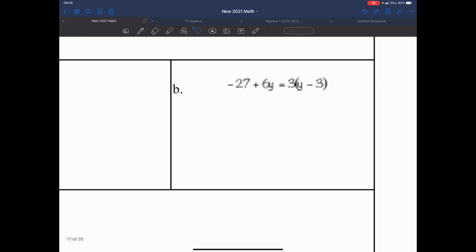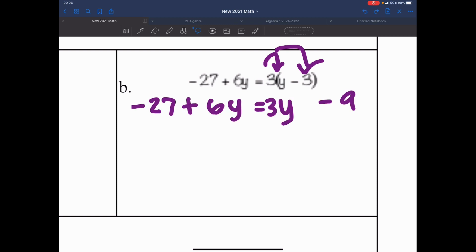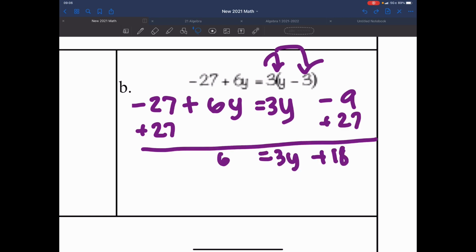For the next equation, I have negative 27 plus 6y equals 3 times y minus 3. For this, I'm going to distribute my 3 into my parentheses. So we're going to have 3 times y and 3 times negative 3. After I distribute, I get negative 27 plus 6y equals 3y minus 9. I'm going to add 27 to both sides. So I get 6y equals 3y plus 18. I'm going to subtract 3y from both sides.